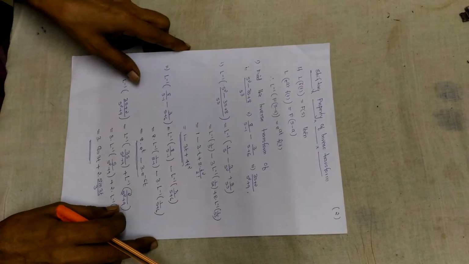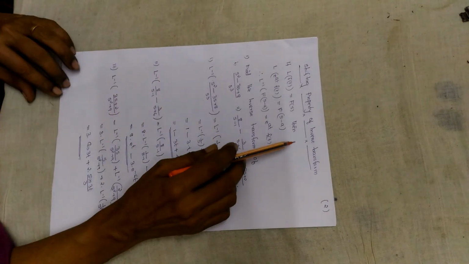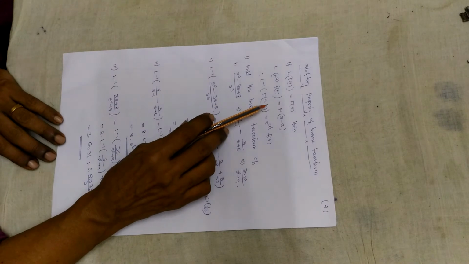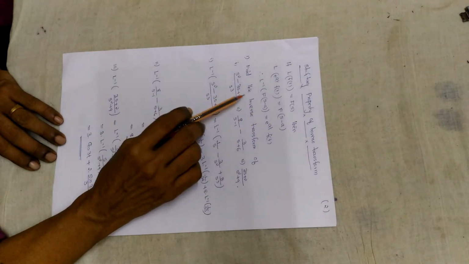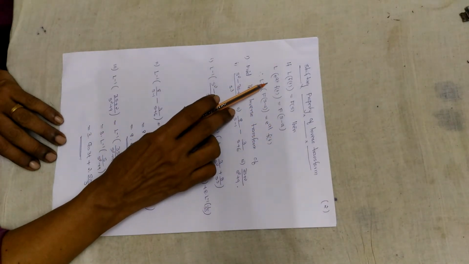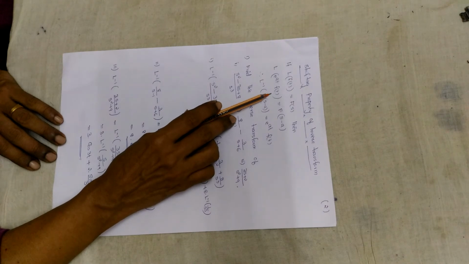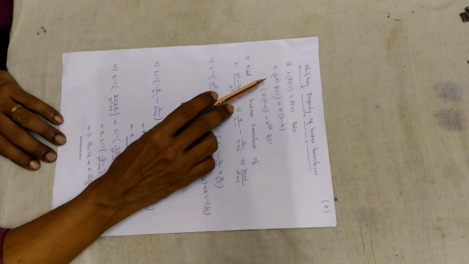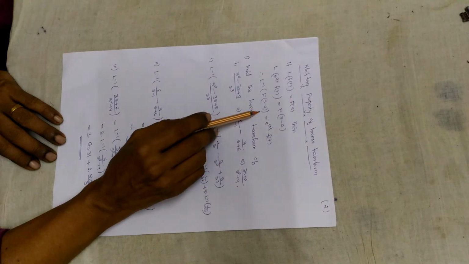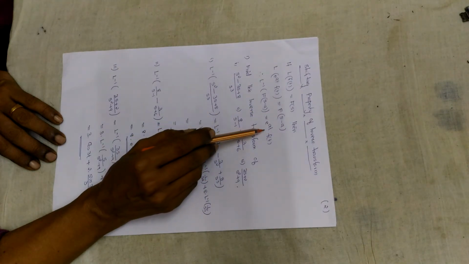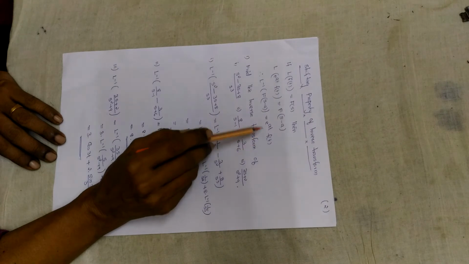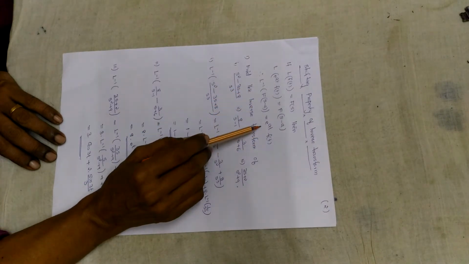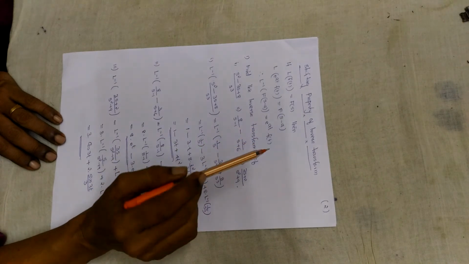So next we have to define the shifting property of inverse transform. If L of f of t equals F of s, then L of e raised to at f of t equals F of s minus a. Therefore, L inverse of F of s minus a equals e raised to at into f of t. Important: L inverse of F of s minus a equals e raised to at into f of t.